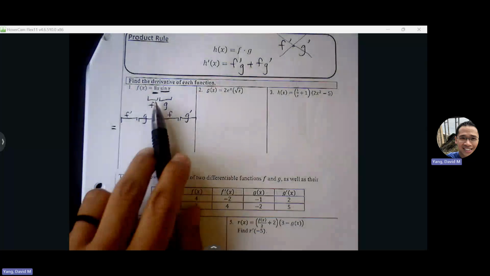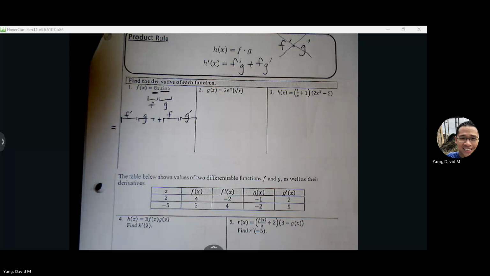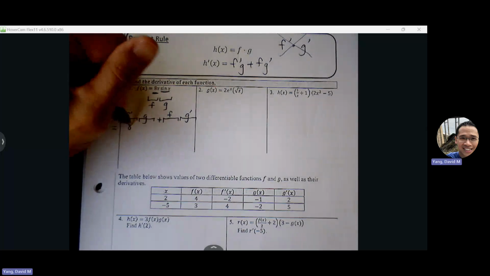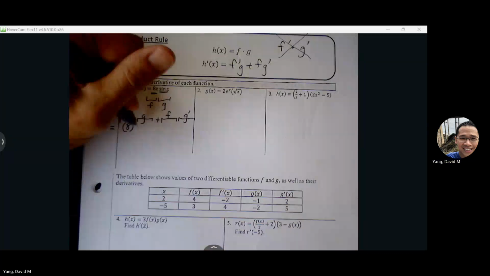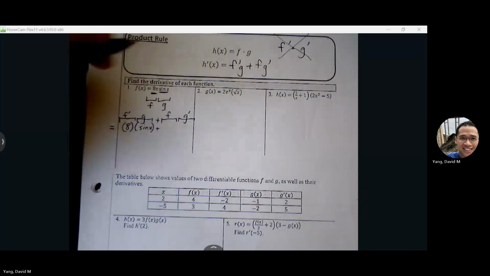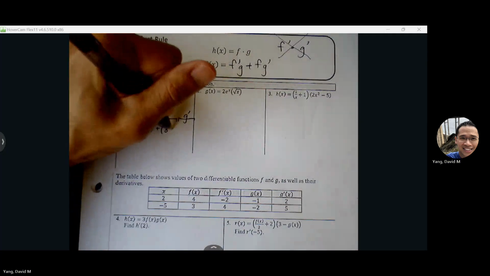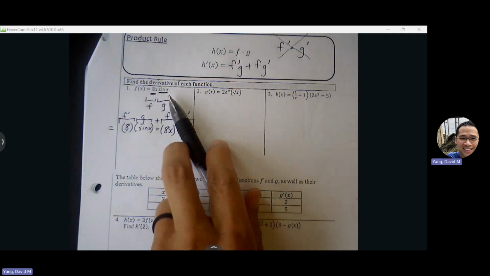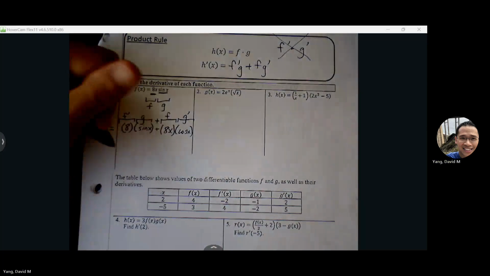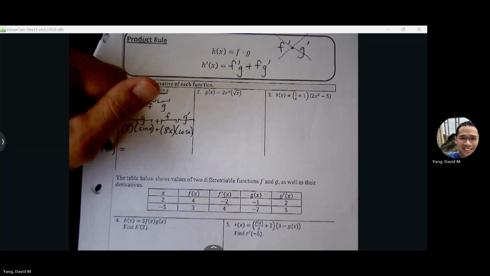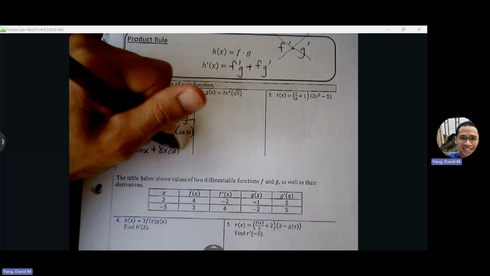So f prime is asking for 8x's derivative. So 8x becomes what? 8x becomes 8, okay? And then the original g function is just sine x, back to the original f function, 8x. And then g prime, which is asking for sine's derivative. Cosine. Positive cosine, yeah. Okay, so we put it together, 8 sine x plus 8x cosine x.